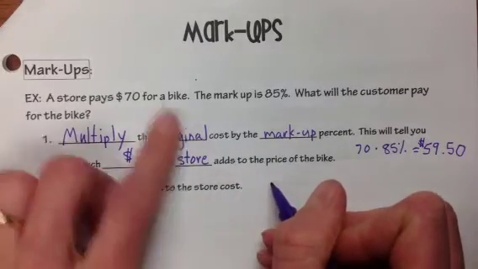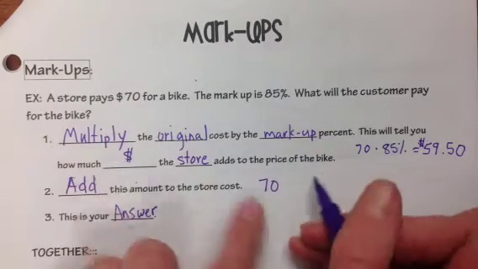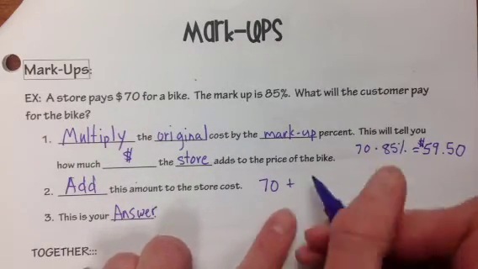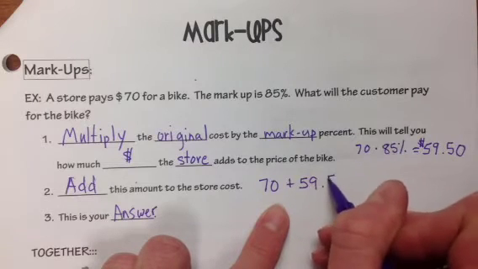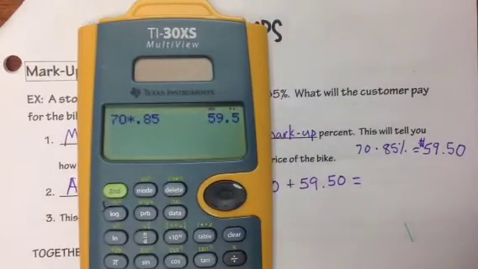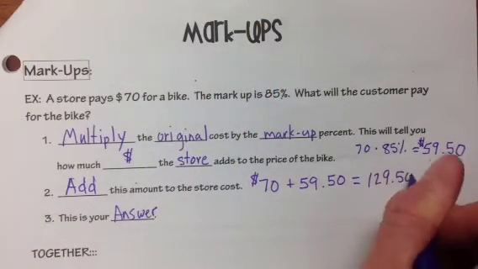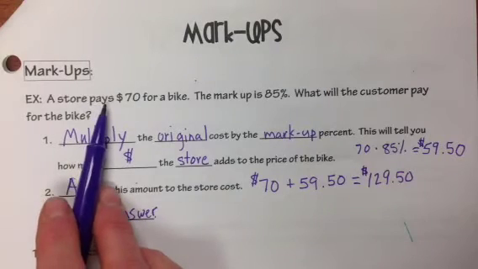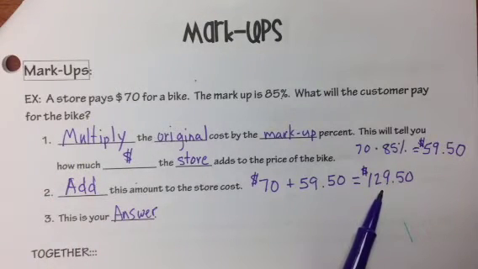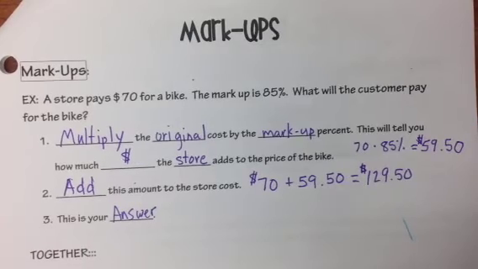Okay, so when I have the store cost, or how much the store had to pay for it, we have $70 plus the amount that we found for what they are marking it up, charging you on top of what they had to pay. And so you're going to end up paying 70 plus 59.50. And so you'll see that we get $129.50. So in other words, you're going to go to the store and pay $129.50 for that bike. And obviously that's before tax. Okay, so it's very similar to sales tax, I guess you could say, where we're adding back on.